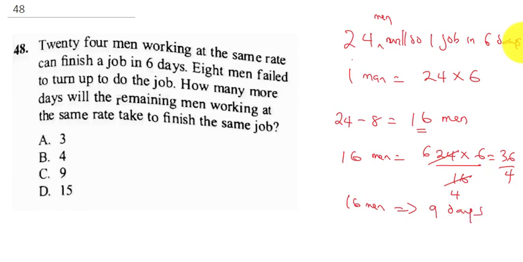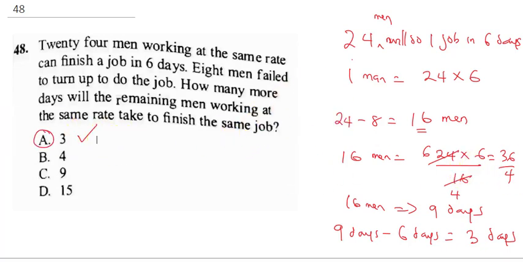Now the question says, how many more days will the remaining men work? Recall that 24 men were supposed to do the job, but now 16 men did it. If 24 men can do it in 6 days, 16 men can do it in 9 days. So it will take them 9 days minus 6 days, which is 3 extra days. So the correct answer here is A.